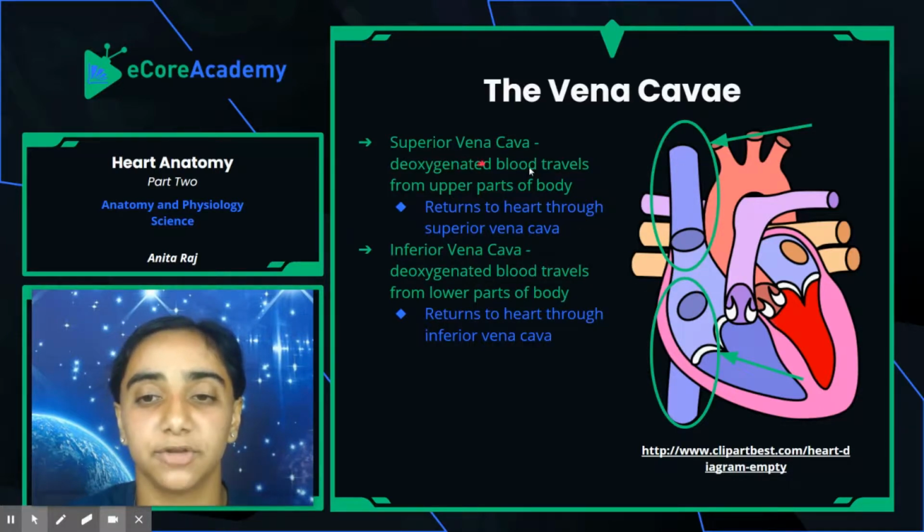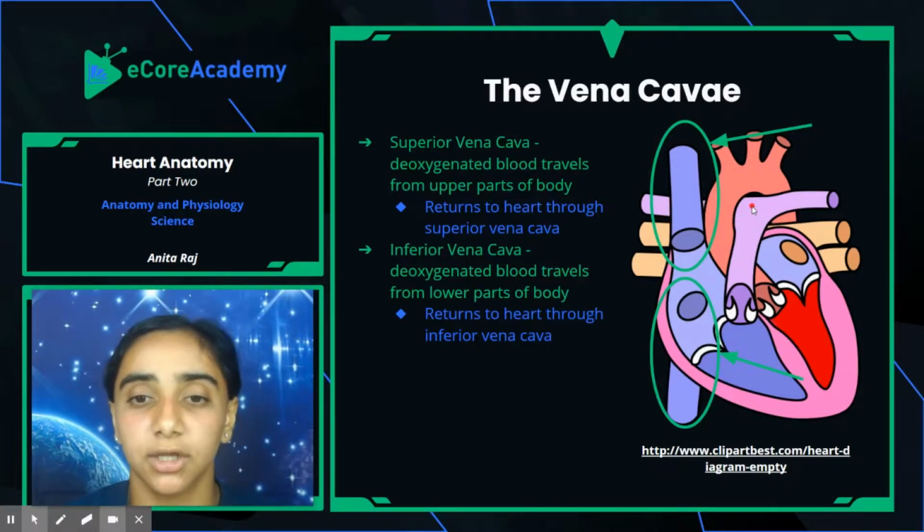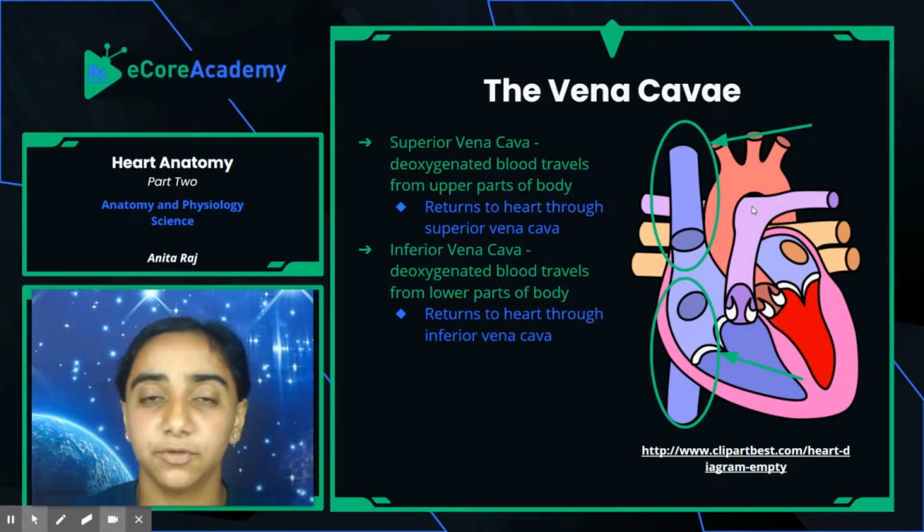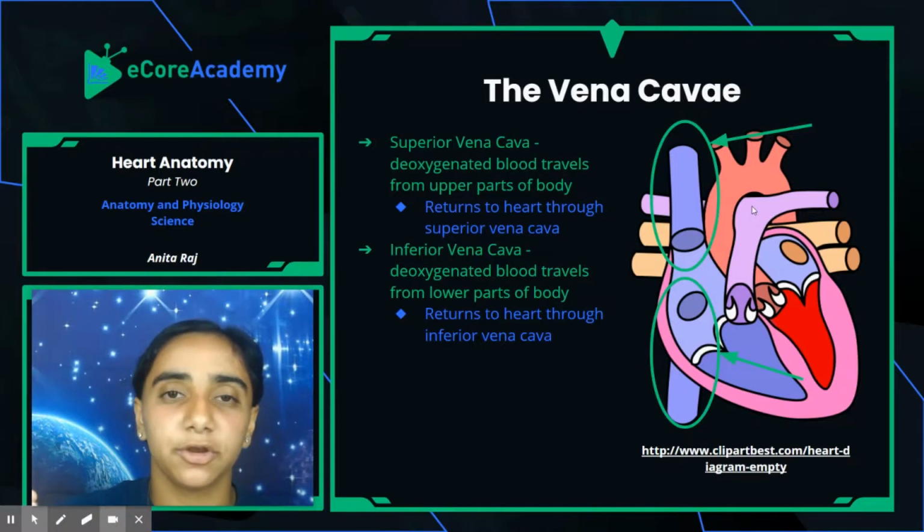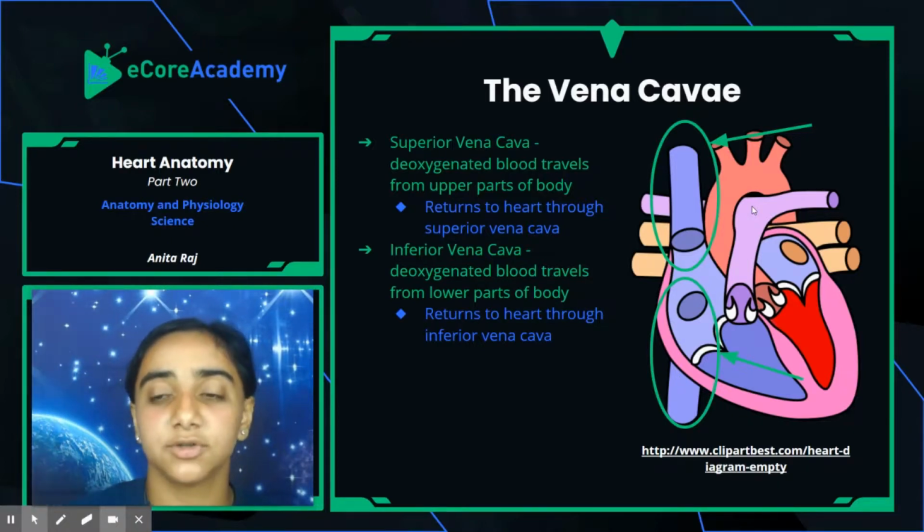So this is your superior vena cava, this one up here. It brings deoxygenated blood that travels from upper parts of your body. So remember, veins bring deoxygenated, which is your blue blood, back to your heart to get oxygenated. What do we mean by upper parts of the body? Well, we mean your arms, your neck, your brain, everything that's located above your heart. It's called superior because if you think about someone who's superior to you, they're above you, they're on top of you. So this is the one that's located on the top of the heart, so it's called the superior vena cava.